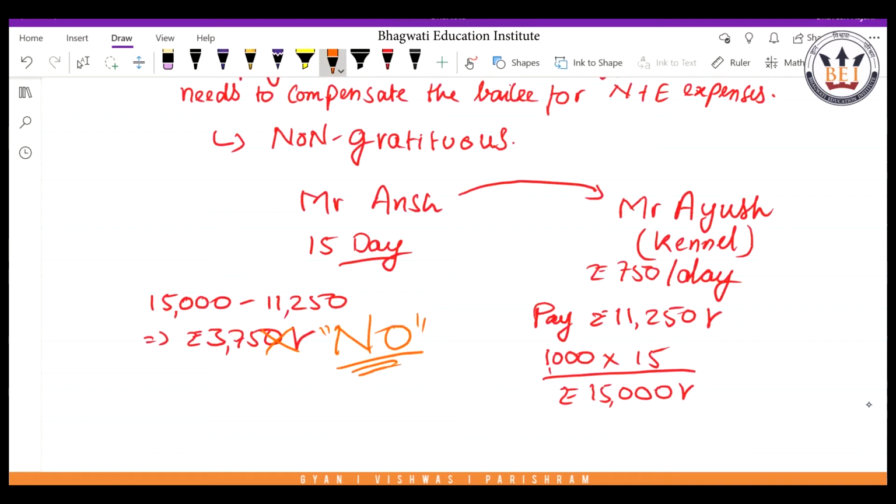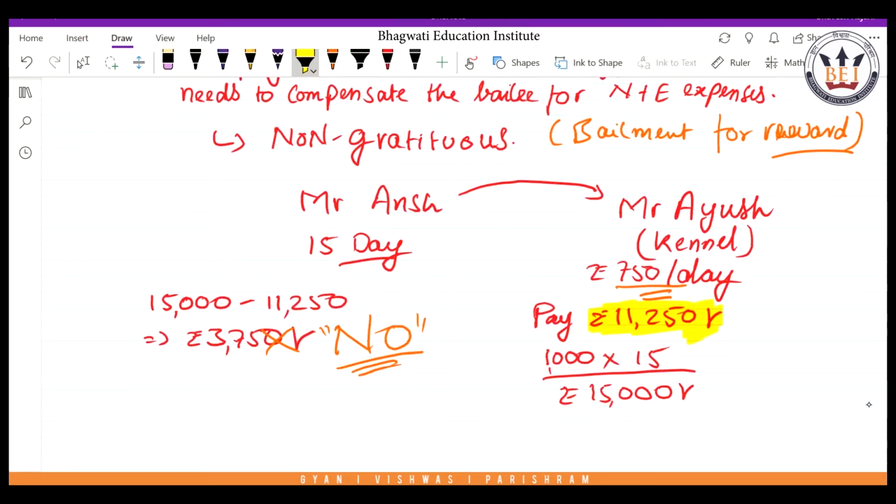The reason is that when you are doing a bailment for reward, this is nothing but non-gratuitous bailment. So when you are doing a bailment for reward, then no claim can be entertained for any kind of necessary expenses. Food and upkeep is necessary expenses. So over here, he cannot claim anything beyond 11,250, which is the reward or the charges over here, right?